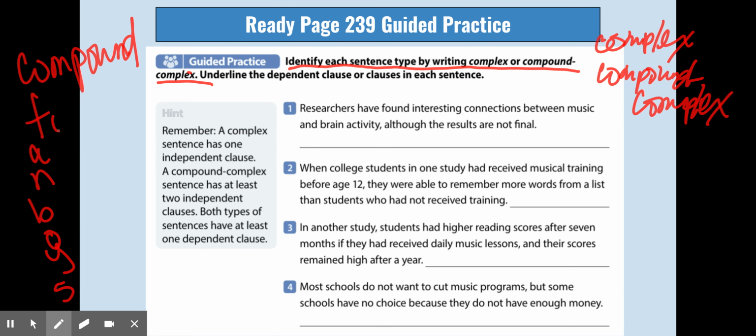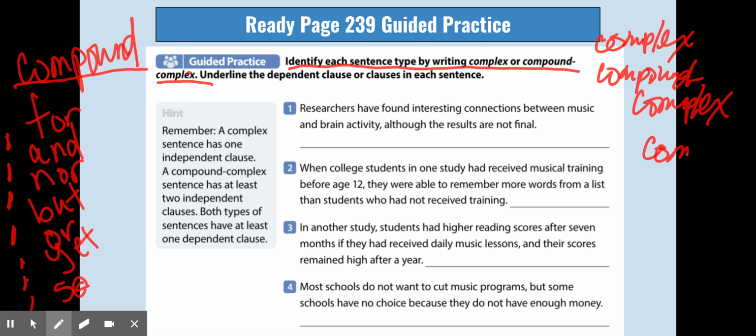Okay, we use for, and, nor, but, or, yet, and so. Remember there's going to be a comma attached to that word in front of them. That helps us know we're looking for something to do with compound. And then when complex comes under, we're looking for the subordinating conjunctions.